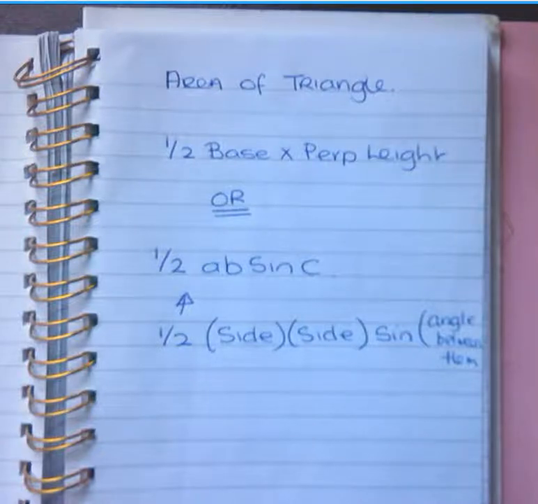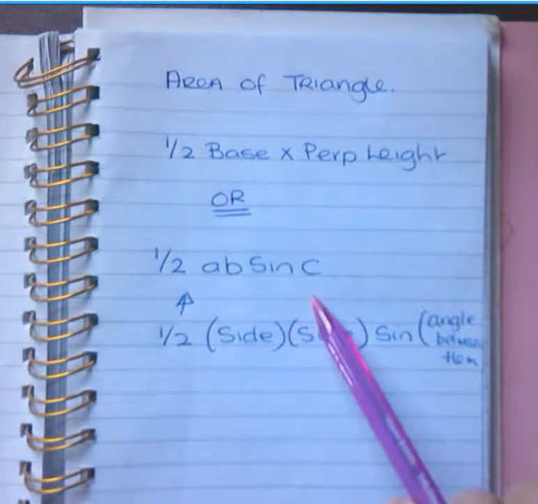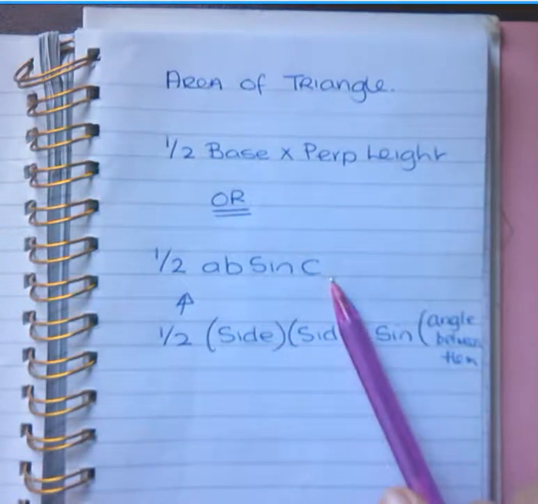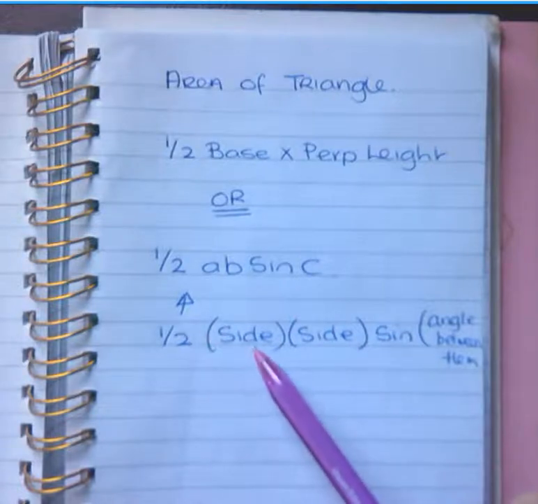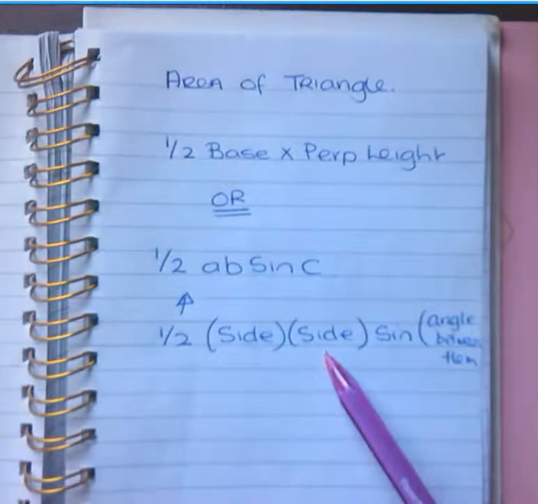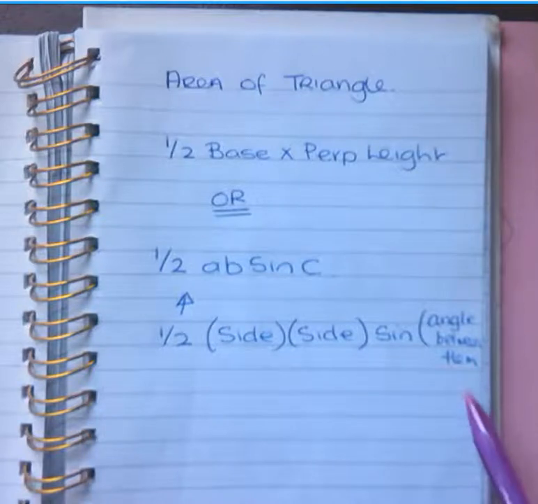The easier way to find the area of a triangle is to use the formula half AB sine C, and that is given in your log tables. What that translates into is half the length of a side times the length of a side times the sine of the angle in between them.